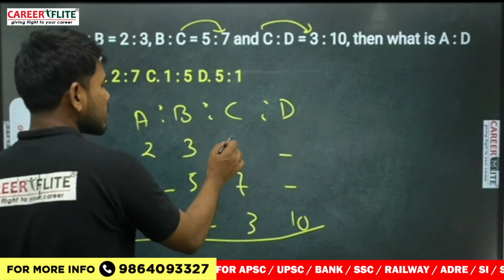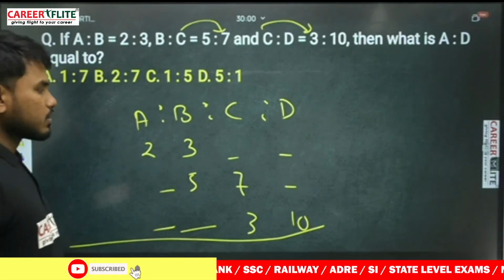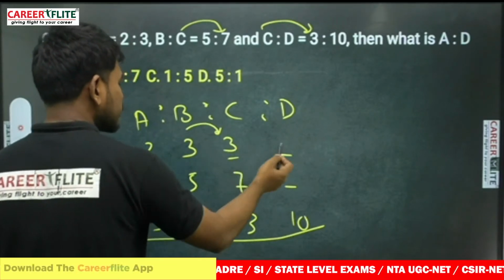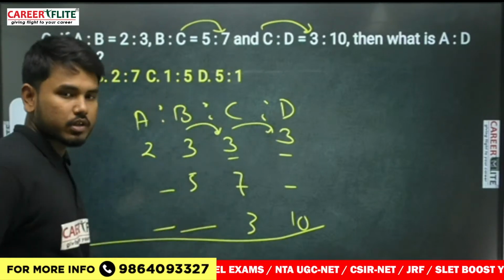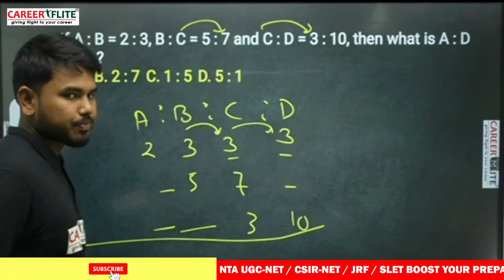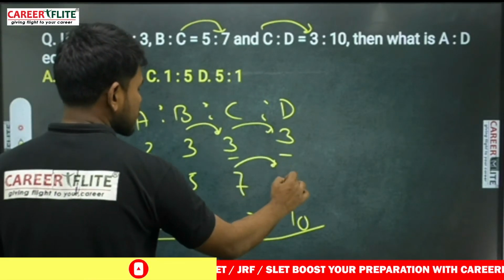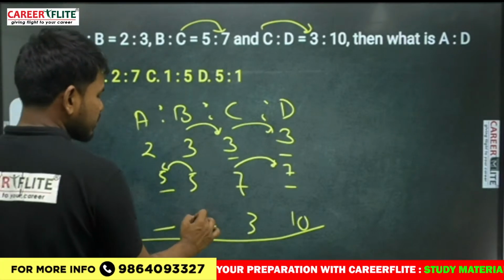So what is the closest number to this vacant space? This 3. So this 3 will move here. Now what is the closest number to this vacant space? This 3. So this 3 also moves here. What will come here? The closest number is 7, and here 5. Here will be 3.